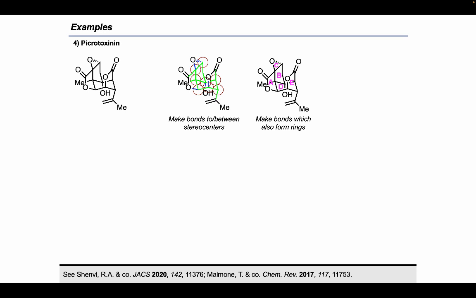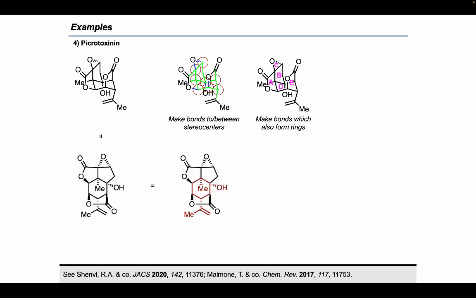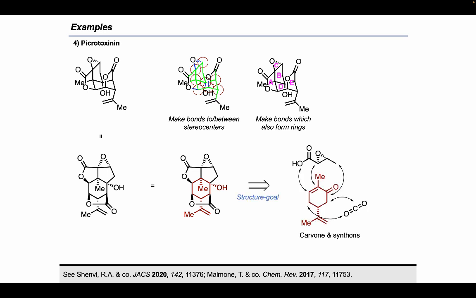candidates for disconnection. Again, application of Corey's rules, and in particular the structure-goal strategy, is very helpful here, and identifies that 10 of the 15 carbon atoms present are embedded in R-carvone, a chiral pool material, highlighted in this structure in red. Using carvone as a starting material allows us to narrow our search, and we find that what we need to do is derivatize carvone by appendage of a 4 and 1 carbon unit about the carvone skeleton.